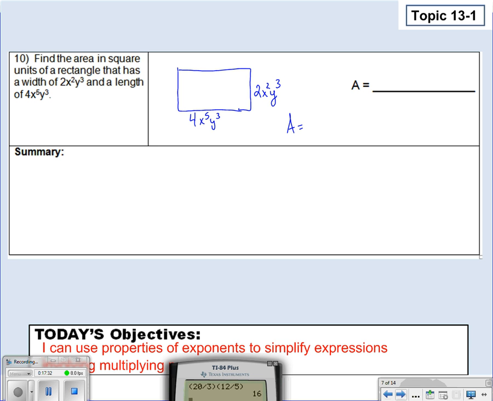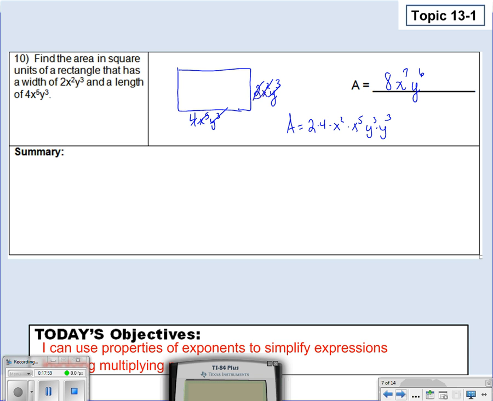So we're going to multiply the two, and I'm going to save some steps. Let's start off with our numbers. We have a 2 and a 4. And then we have x squared times x to the 5th. And last we have y cubed times y cubed. So multiplying, 2 times 4 is 8. We have 7 x's, so x to the 7th power, and then y to the 6th power.